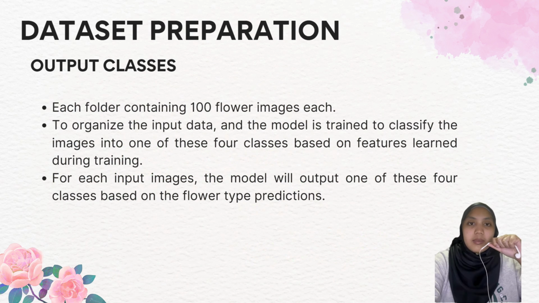Next, for the output classes, each folder contains 100 flower images. This organizes the input data, and the model is trained to classify the images into one of these 4 classes based on features learned during training. For each input image, the model will output one of these 4 classes as the flower type prediction.